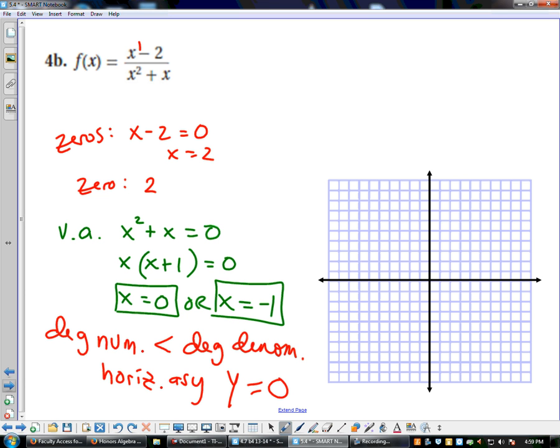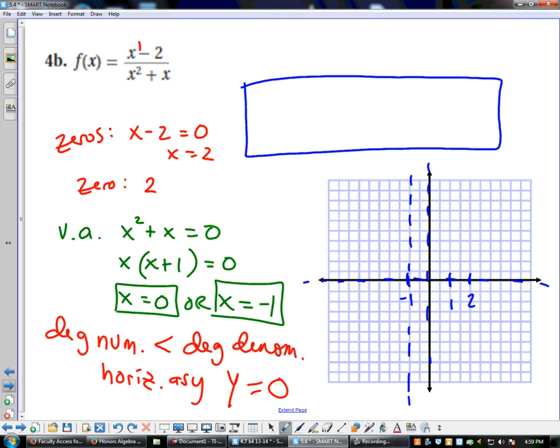So if we were going to sketch a graph for this one, horizontal asymptote at y equals 0, vertical asymptote at 0, and at -1, let me make this -1 here. So here's +1, here's +2, and so on. And so if we make a table of values, we could kind of fill in this graph.